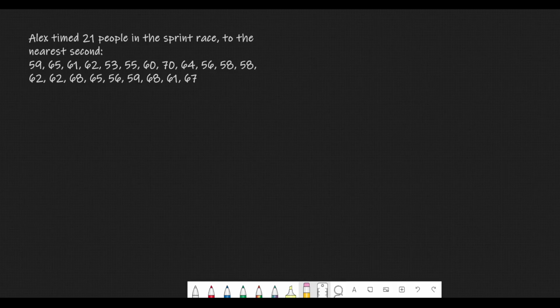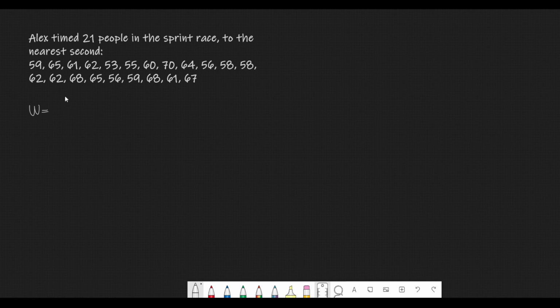I have here a sample problem, and it states that Alex timed 21 people in the sprint race to the nearest second. So these numbers are the results of that race. Now, what if Alex wanted to use the steps used in group data to solve for the average score? What Alex needs to do first is to compute for the width.